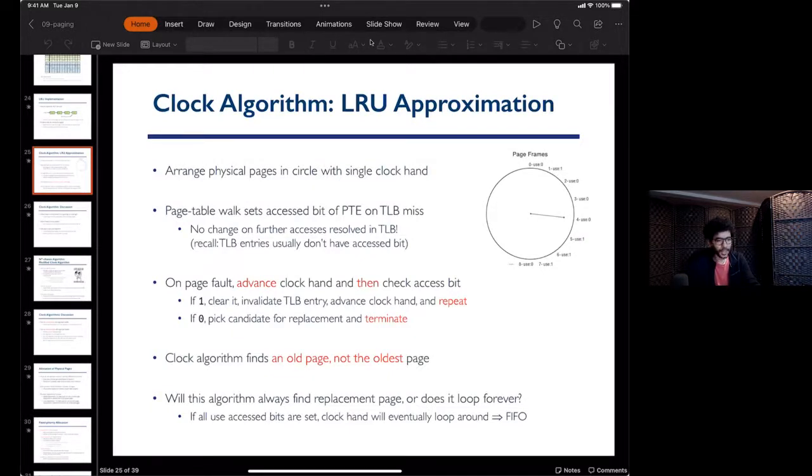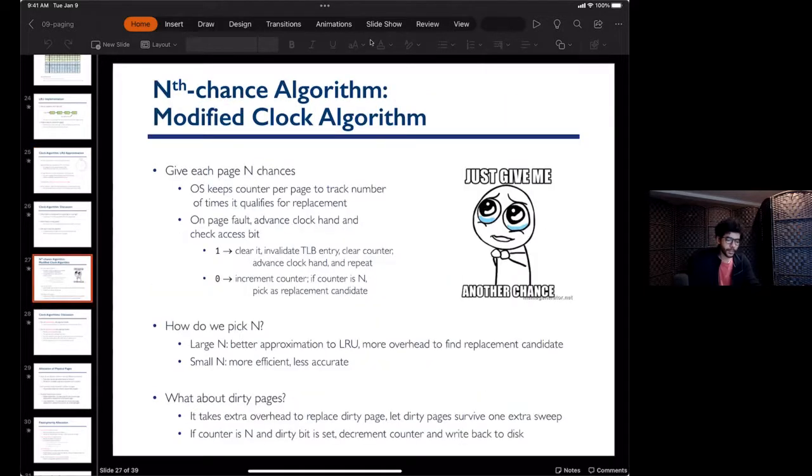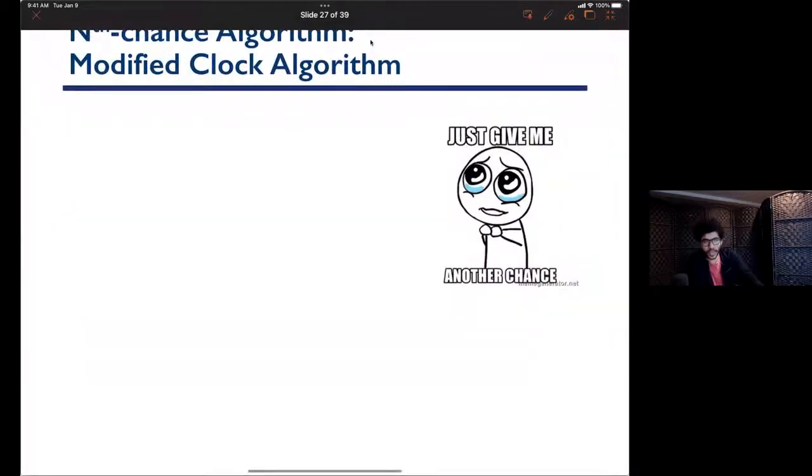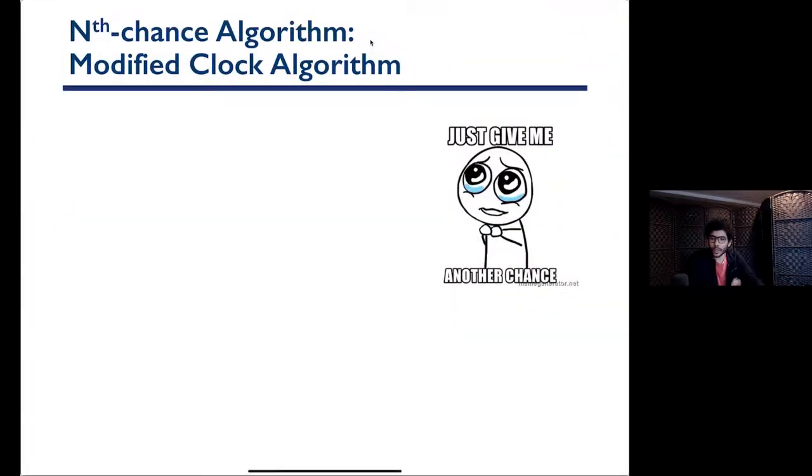Okay, so just a reminder, last time we talked about LRU. We said that implementing LRU is too expensive, so we need to approximate that. And the way we approximated it was through the clock algorithm. Then we said that the clock algorithm is basically too coarse grained.